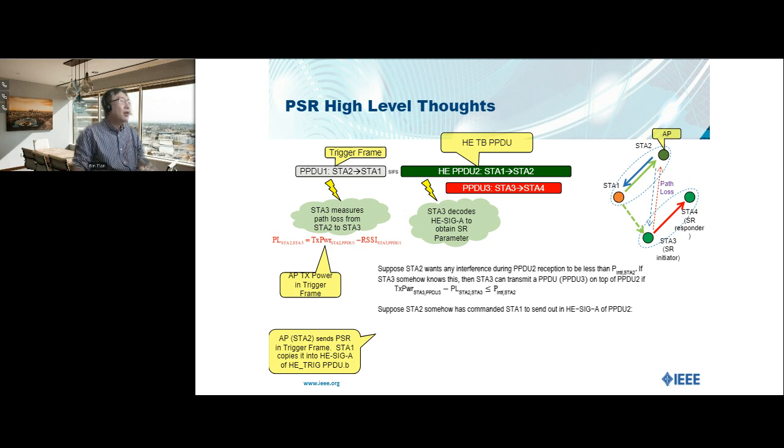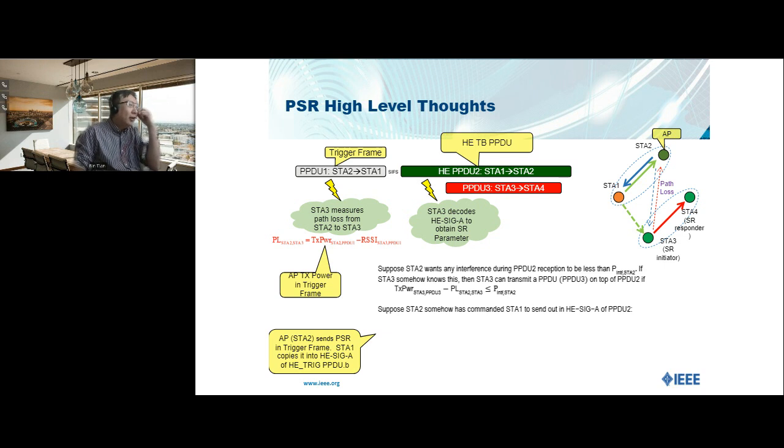Now station 3 still wants to reuse. It listens to the PPDU2 transmission. It decodes the HE-SIG-A and gets the reuse transmission parameters and the power level. Now station 3 wants to see if it can transmit PPDU3 on top of the PPDU2 transmission. How do we do it?